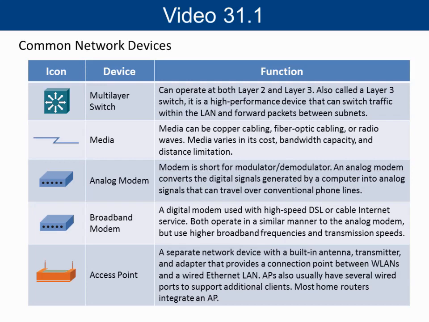An access point, or wireless access point, is a special network device with built-in antenna, transmitter, and adapter that provides a connection point between wireless LANs and wired Ethernet LANs. An access point is like a wireless version of a switch. An access point is different from a wireless router, which is a wireless switch and a router combined. Most wireless access points that you'll see in stores today are actually wireless routers.